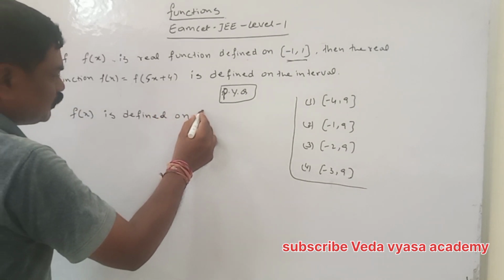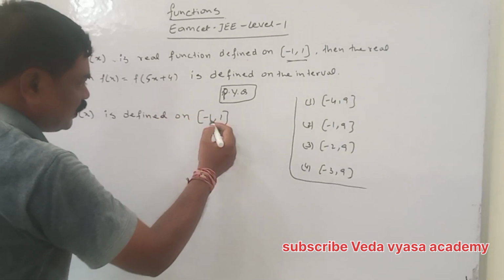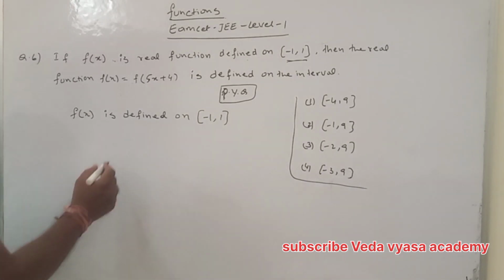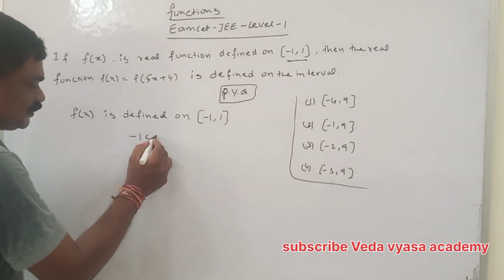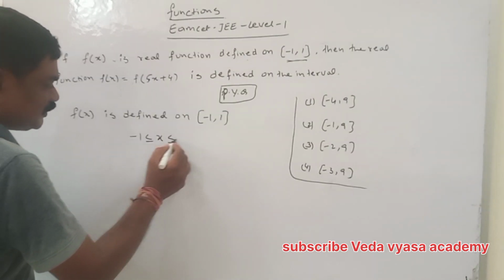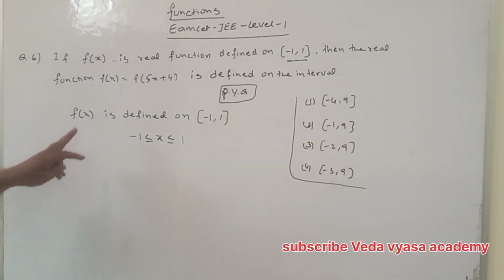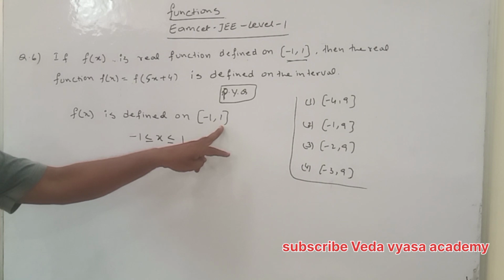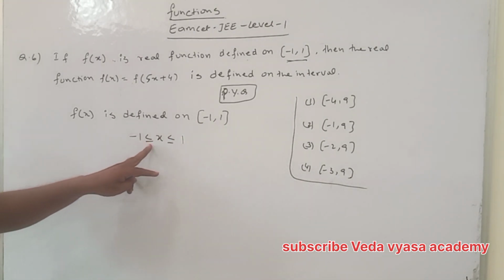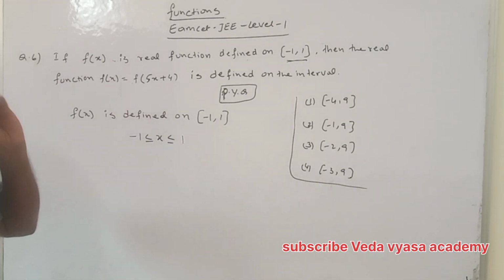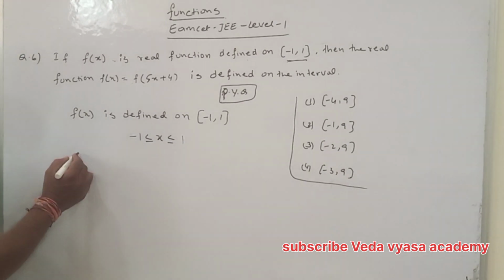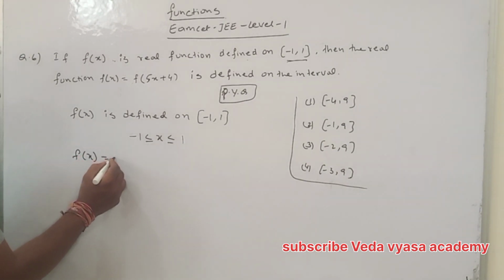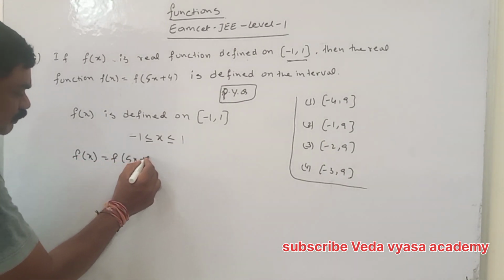So here f of x is defined on the closed interval -1, 1. Means what? -1 less than or equal to x less than or equal to 1. f of x is defined on closed interval -1, 1. So -1 less than or equal to x less than or equal to 1. But f of x is equal to what? f of 5x plus 4.